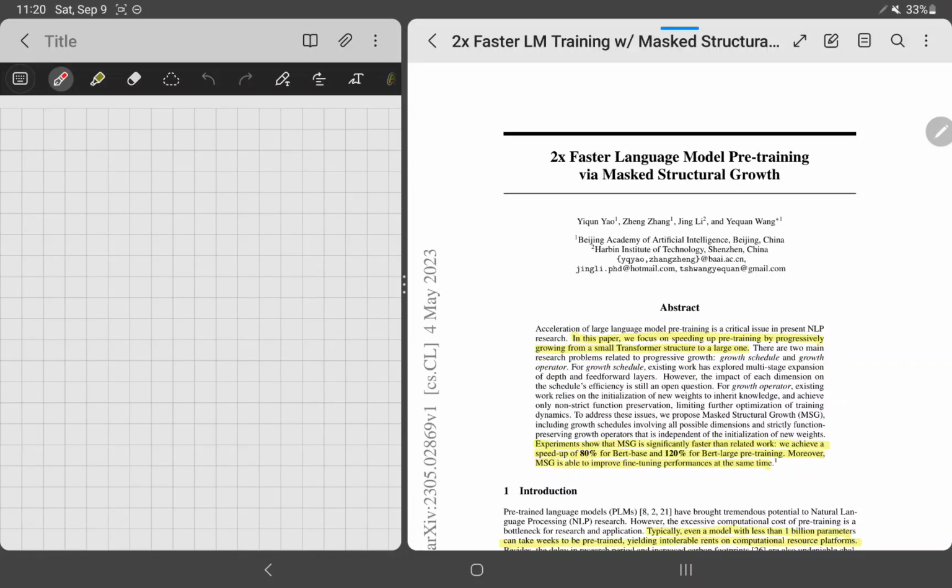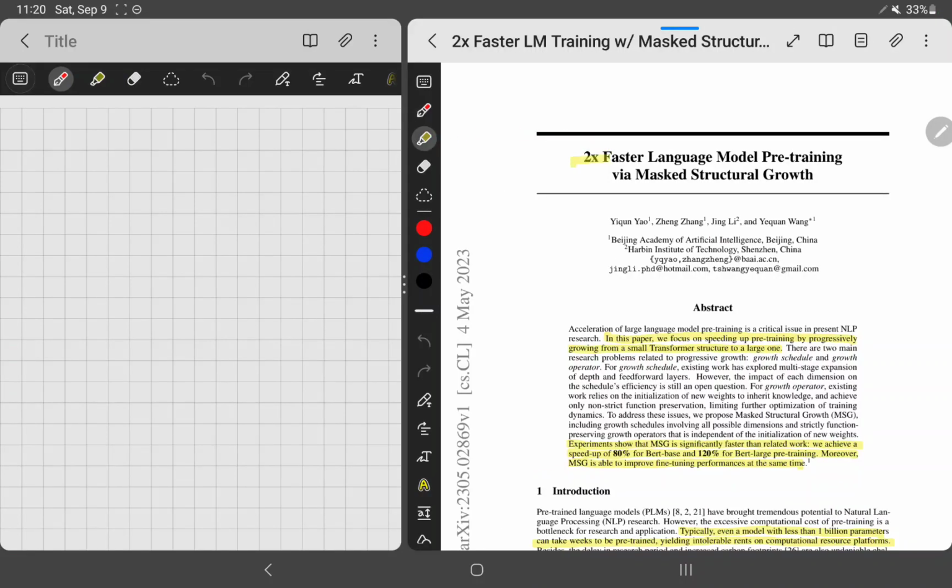This paper, titled 2 times faster language model pre-training via mass structural growth, is a pretty simple paper with a pretty simple idea, but it's still kind of a cool idea nonetheless. Basically, the idea is if you start with a smaller model, a smaller model is fast to train, but it's not as good as a large model.